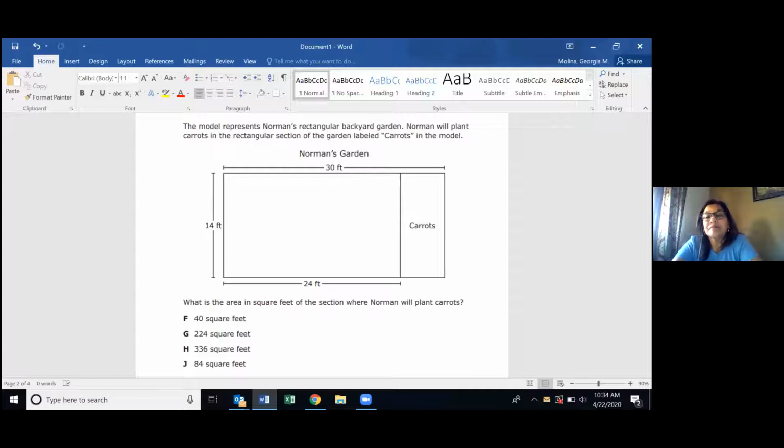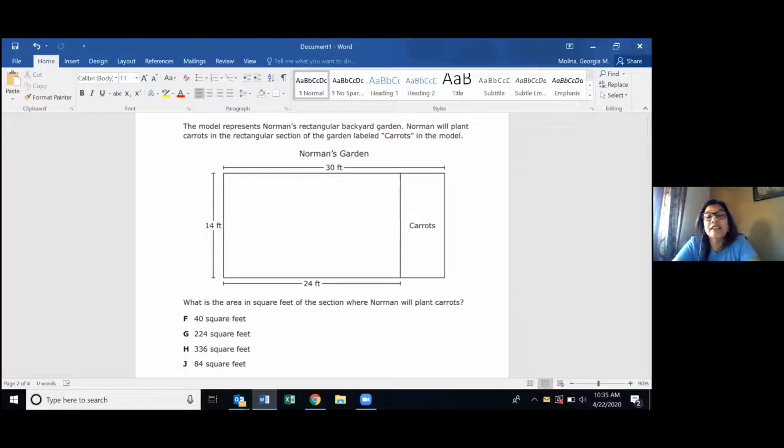What I did is I saw the 30, but then I looked at the bottom, I saw 24, so I knew the carrots was going to be like 30 minus 24. I got 6 for the width, and on the left there was 14, and that's how long the carrots were for the length. So I did 14 times 6. 84 feet. Good job, Diver.